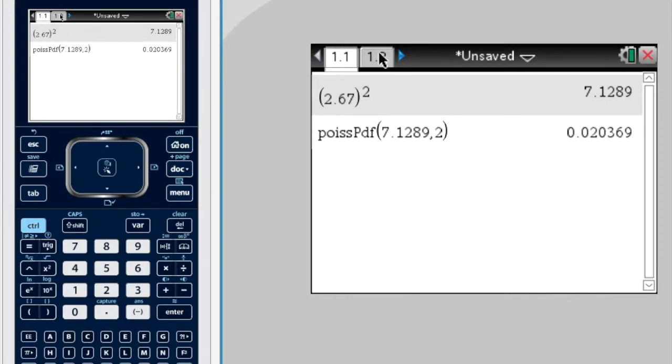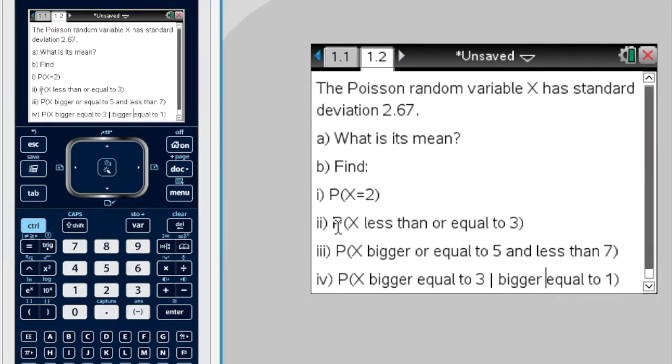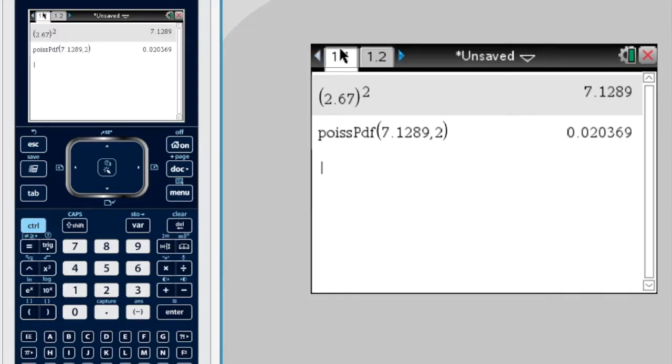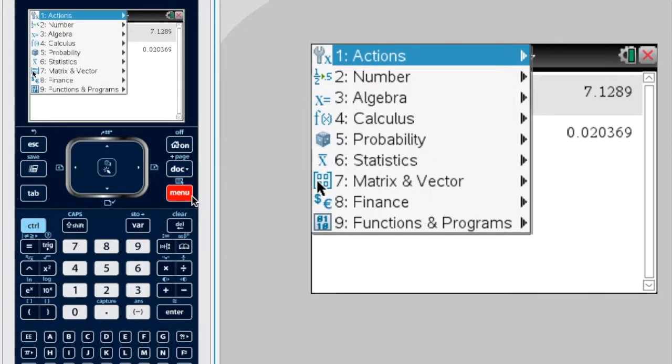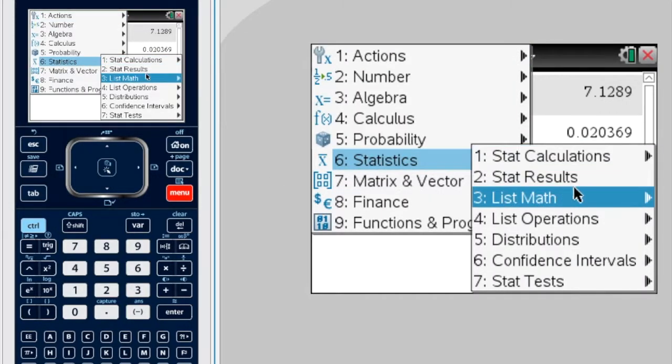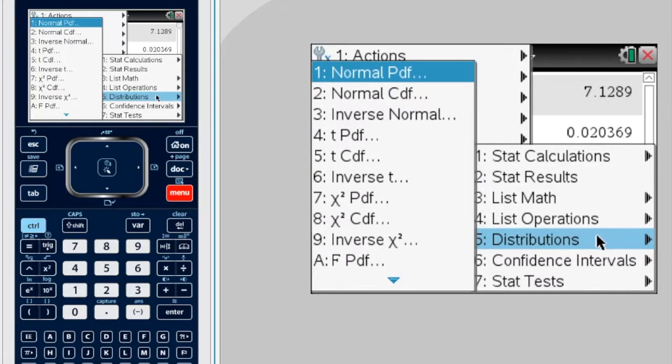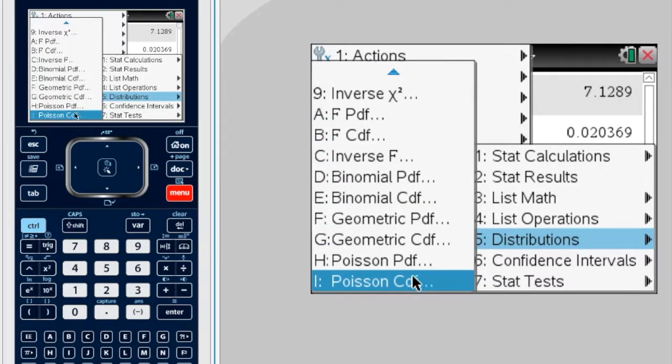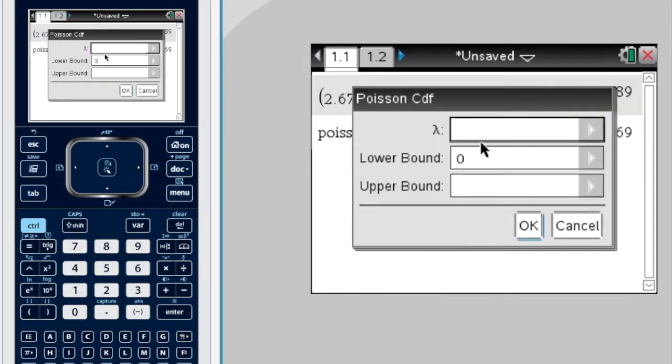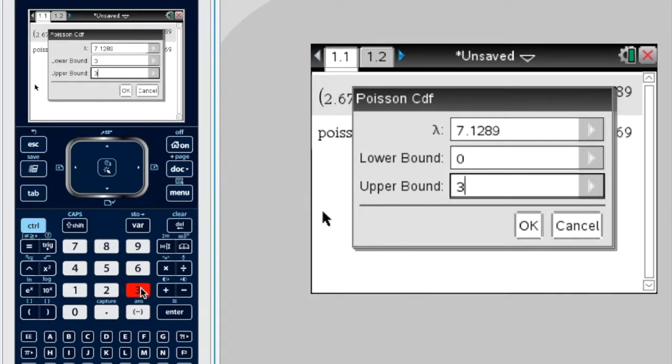Okay, the next question. It says find the probability that x is less than or equal to 3. Because it's less than or equal to, we want to use CDF. So we go statistics, distributions, scroll down, Poisson CDF. Again I just put in the mean, 7.1289. And I wanted it less than or equal to 3, which means the lower bound is 0 and the upper bound is that 3 that we want.